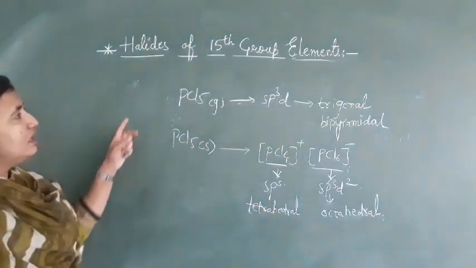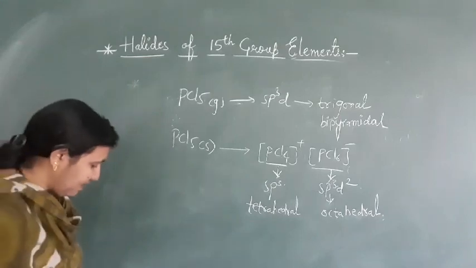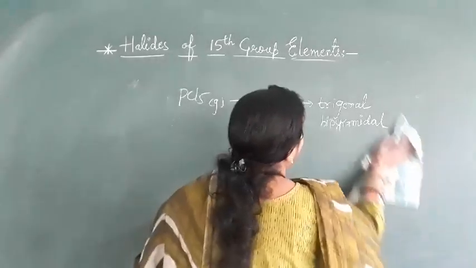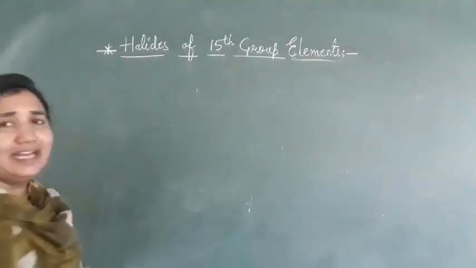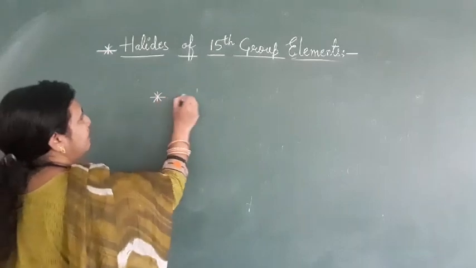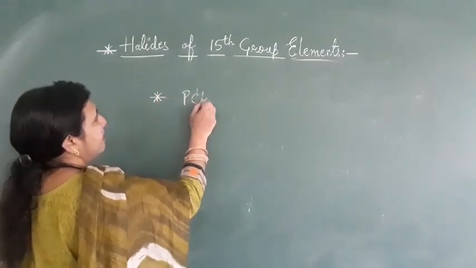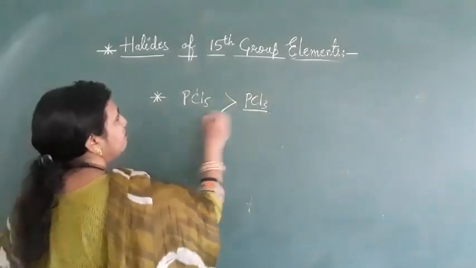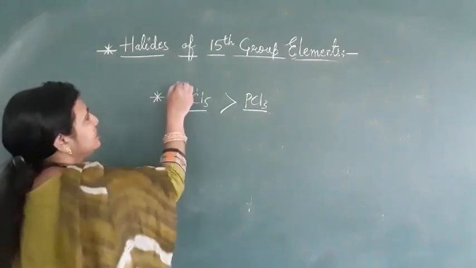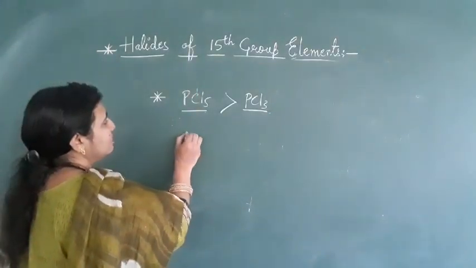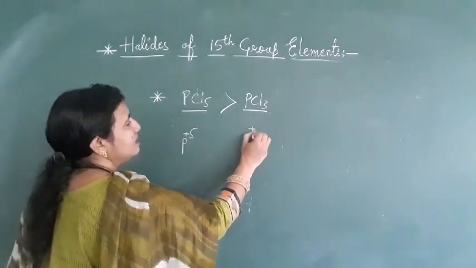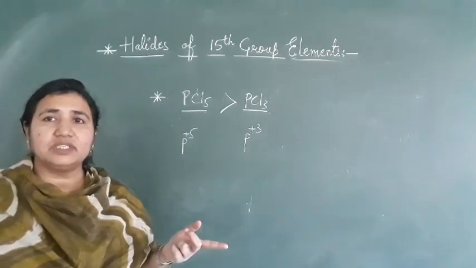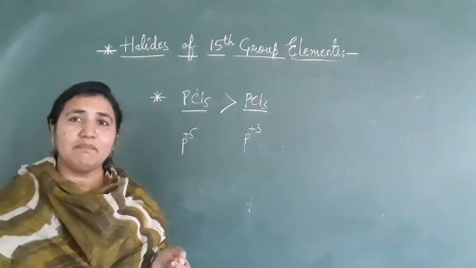This is about the pentahalides. Okay, PCl5 here. Pentahalides are more covalent than trihalides. This is an important point. Pentahalides, that is PCl5, are more covalent than the trihalides. Why? Because in pentahalides the oxidation state is +5. Phosphorus oxidation state is +5, and here the phosphorus oxidation state is +3. So the higher the oxidation state, the more the polarizing power.